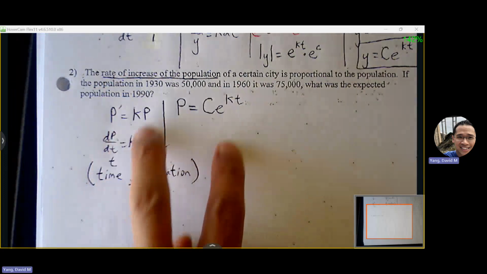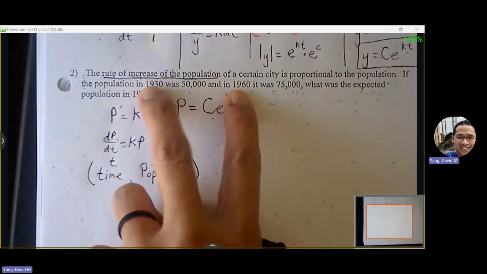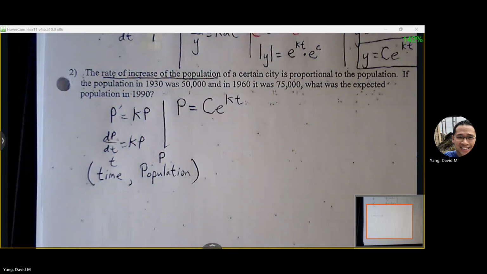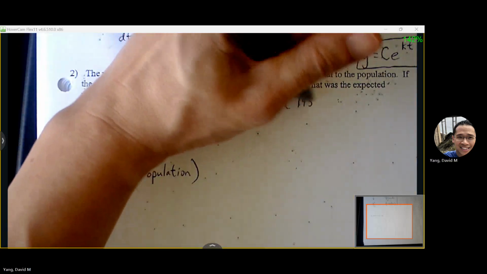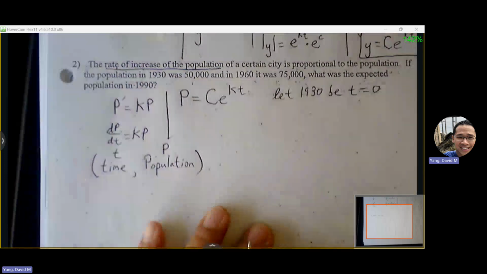To make it easier so that we don't have to deal with such large values in terms of year, we're always going to make it easier for us algebraically: whatever the earliest year that we can recognize, we're going to use t equals 0 for that year. So what's the earliest year that you see? 1930. Okay, so we're going to let 1930 be t equals 0. We'll let 1930 be year 0.